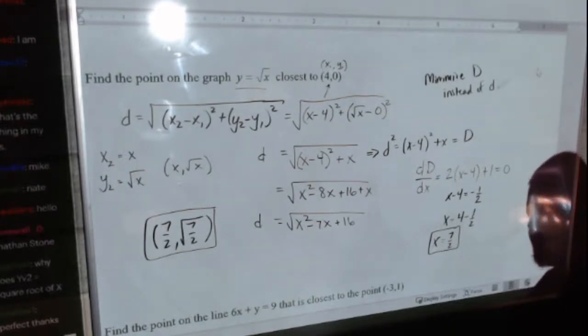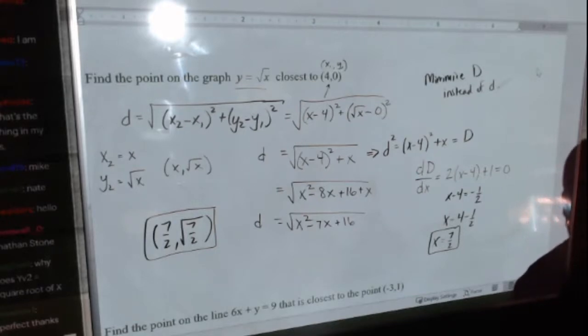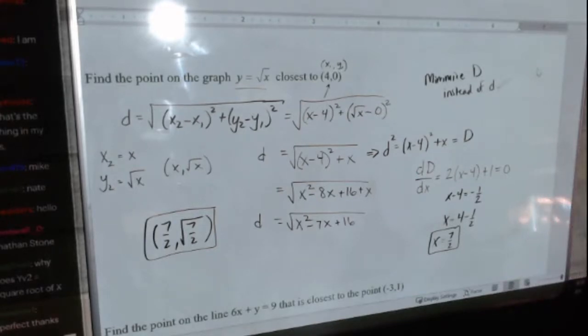Any other questions about that one, guys? I have another one here that's very similar to that one. So how about I just go ahead and do that one and then see if there's any questions.